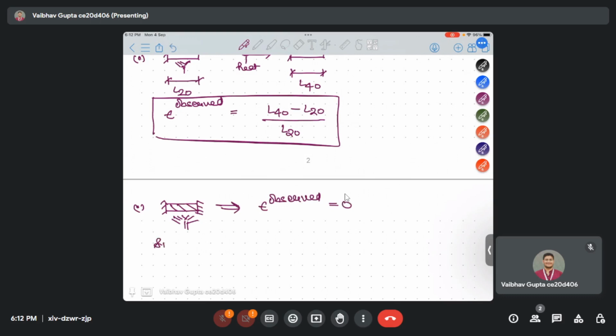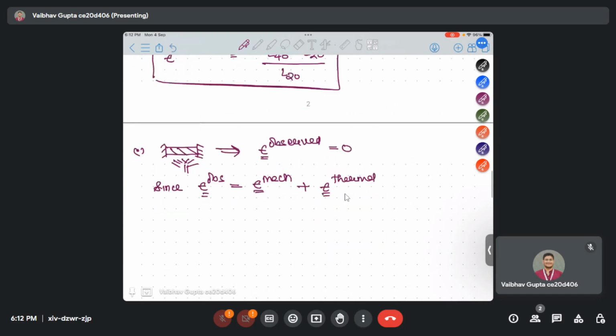And since epsilon observed is nothing but a combination of epsilon mechanical plus epsilon thermal, our epsilon mechanical here will become negative of epsilon thermal.